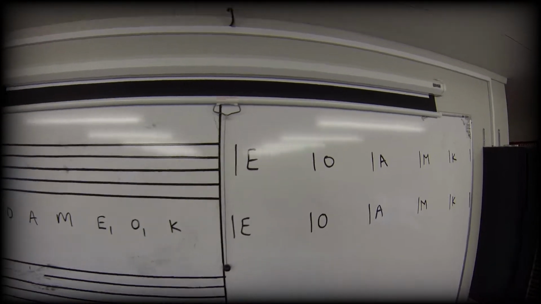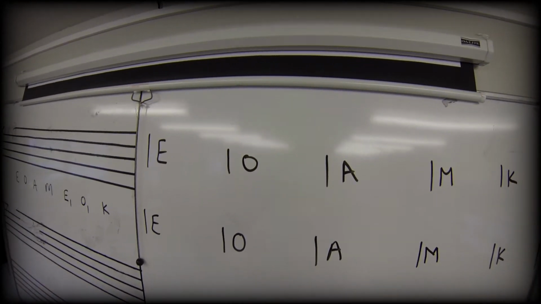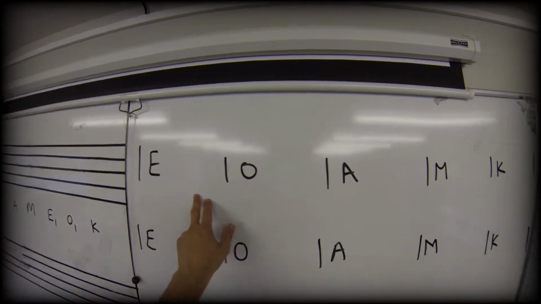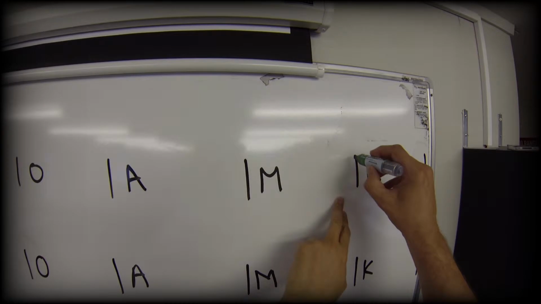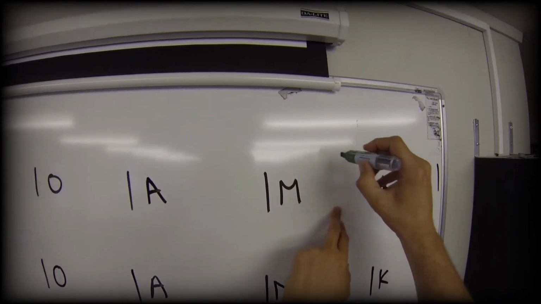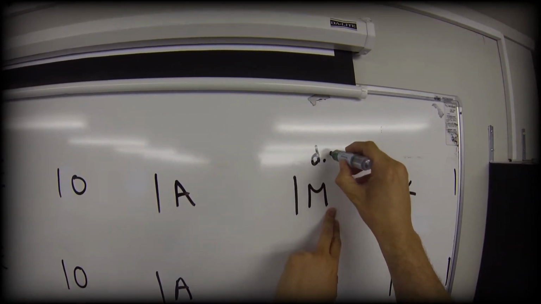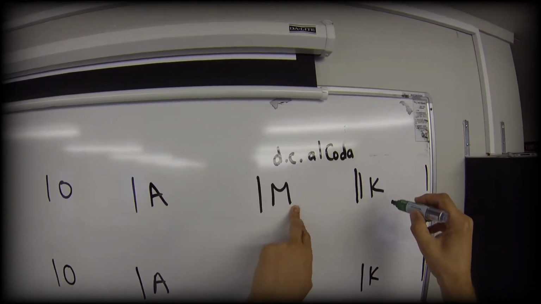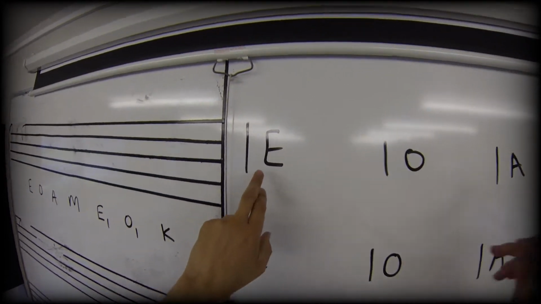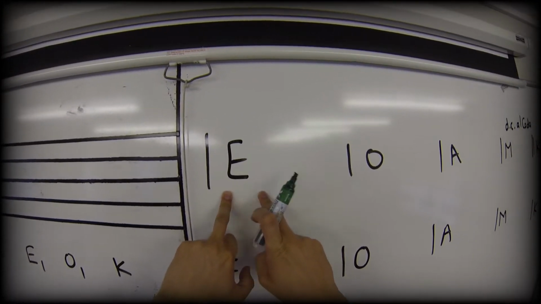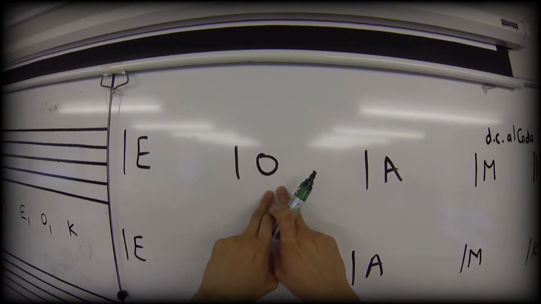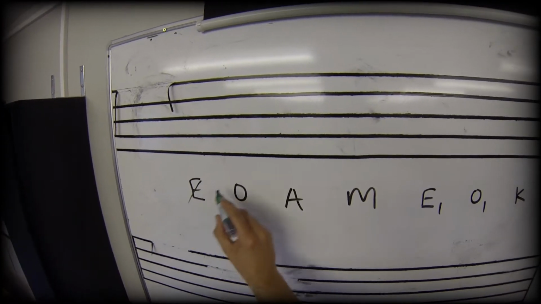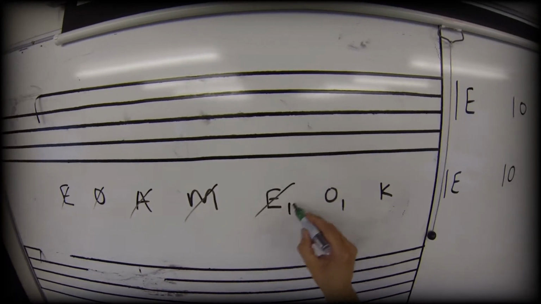Now, one way I can do that is by using a DC and then an al coda. So I'll quickly put that in. At the end of bar M, I've got a D.C. al coda. So that means everybody goes back to the beginning of the piece of music, goes E o atua o na iwi matora. So that covers E, O, A, M, E1 and O1.